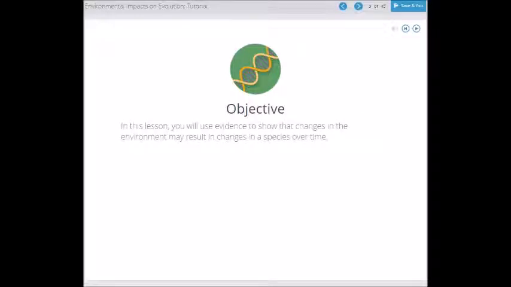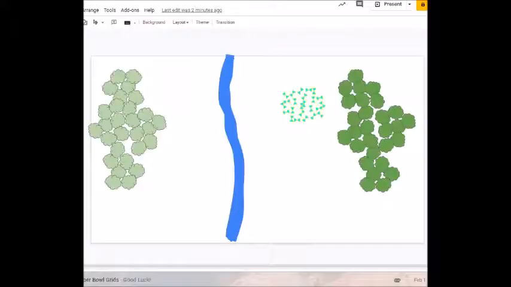The objective for this unit is that you will use evidence to show that changes in the environment may result in changes in a species over time. So on that note, I want to talk to you about what that means, and I've put together a little graphic. This is a simple aerial view of a field. The size actually should be quite a bit larger than it is, but we're just pretending right now, okay?